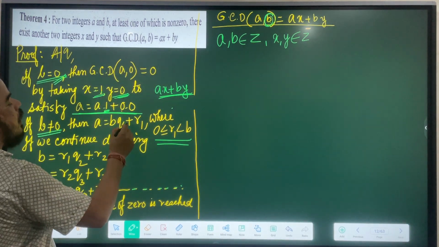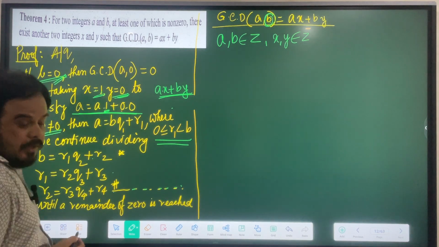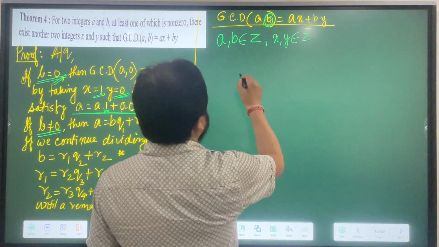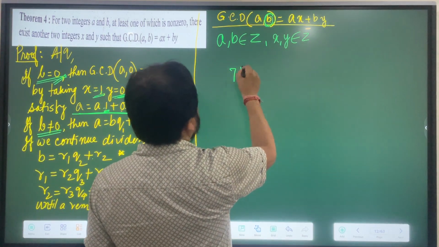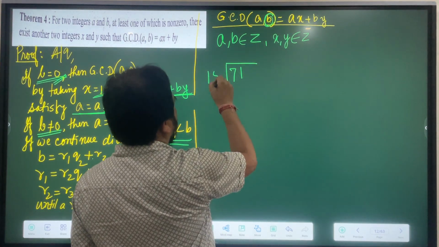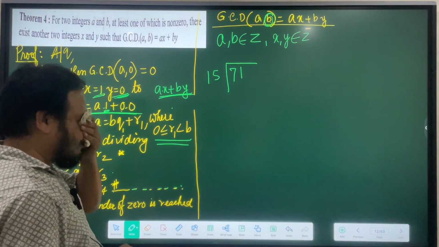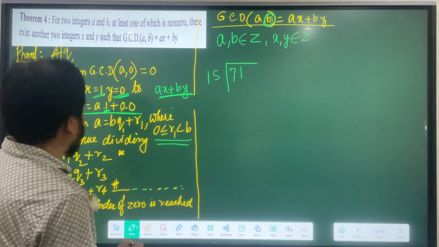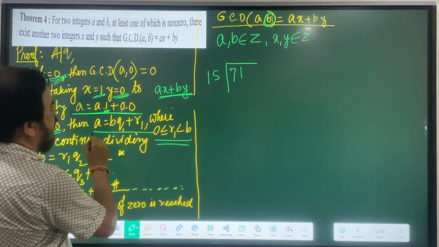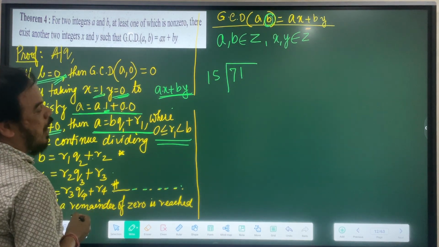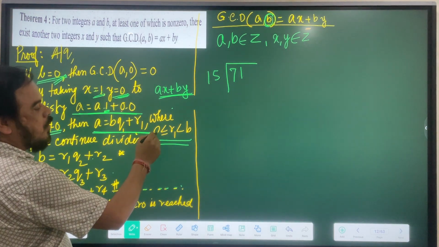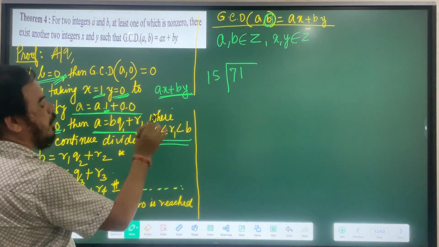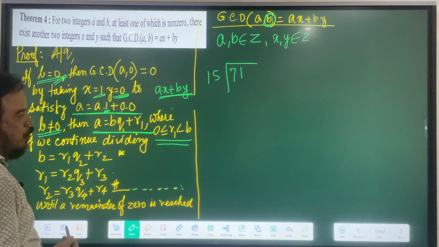Now, A equals BQ1 plus R1. So let us divide 71 by 15, as an example, to show this: A equals BQ1 plus R1, where R1 is greater than or equal to 0 and R1 is less than B. This is what I want to show you.